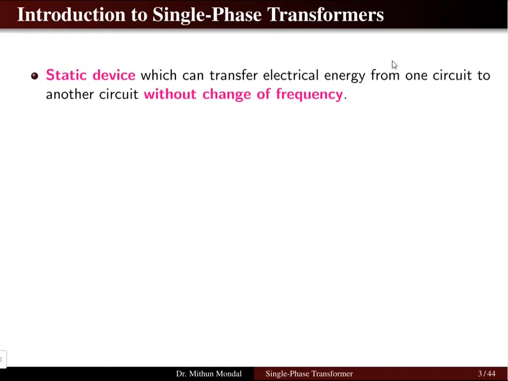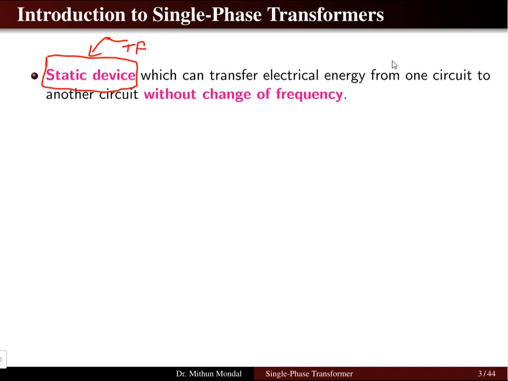So a transformer is basically a static device. What is the meaning of static device? A static device is the one which is not having any rotating element. If we see the DC machine, there we have the rotating elements, like the motors and the generators which are rotating. But in a transformer, we don't have any rotating element. It is a static device.